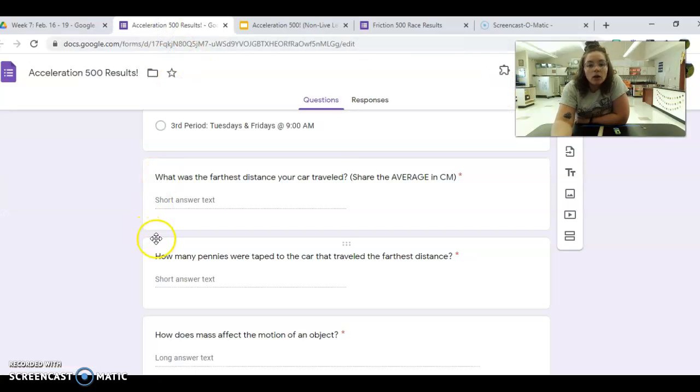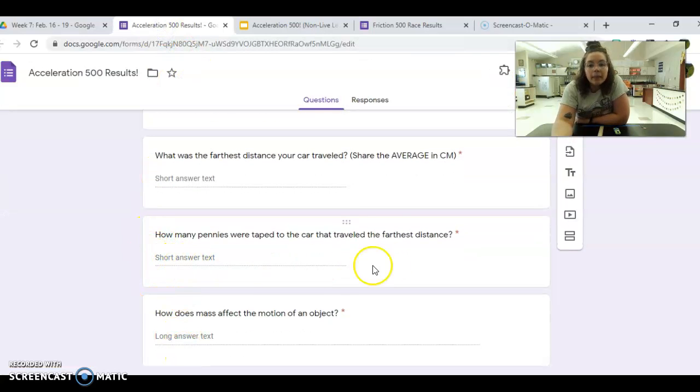Let's see. You also want to tell me how many pennies were taped to the car for your farthest distance. So if my farthest distance was 5 centimeters, I'd say the average was 5. Say I did all the 3 trials, you know. I'd say it was with 1 penny. And then the final question, how does mass affect the motion of the object? The same question you made your prediction about. We're going to come back now after you finish the race and answer it 1 more time. And then next week, we'll announce the winners.